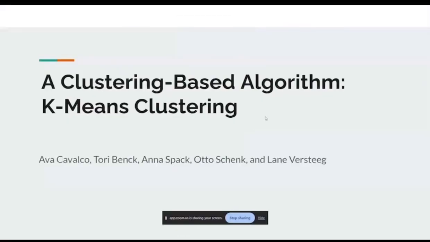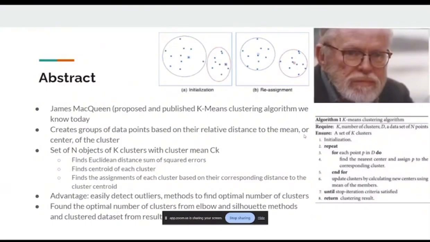Okay, awesome. All right, so our group was clustering-based algorithms. We ended up choosing K-means as our clustering algorithm and utilized a credit card usage data set to find some customer behavior patterns. So here's an in-depth summary of the K-means algorithm. It was first proposed and published by James MacQueen. Basically, it creates groups of data points based on the relative distance to the mean or center of a cluster, calculates the sum of squared errors using Euclidean distance, identifies the centroid of each cluster, and then assigns data points to clusters based on that distance.